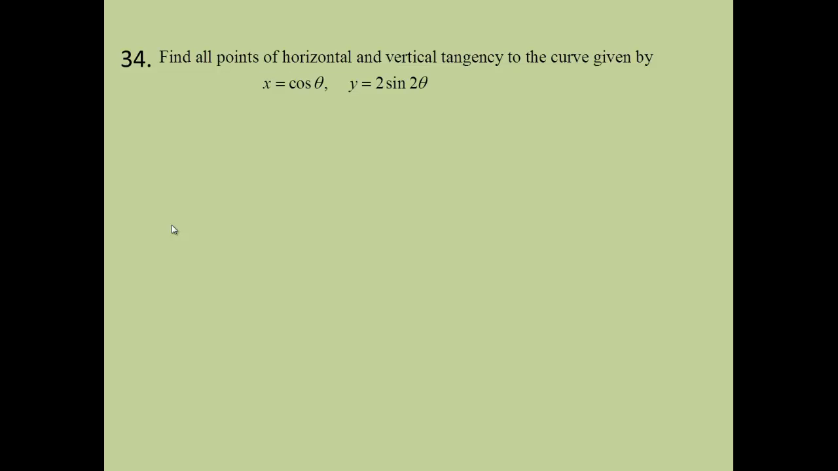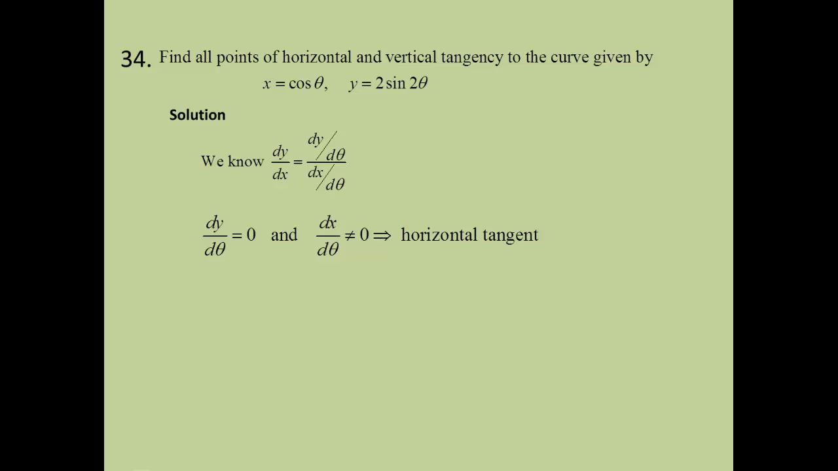So here the parameter is theta. Starting off, we know that with parametric equations, dy/dx is dy/d theta over dx/d theta. If the parameter were t instead of theta, we would have dy/dt over dx/dt. But when it comes to horizontal and vertical tangencies, to get a horizontal tangency, we're going to try to determine where dy/d theta equals 0.